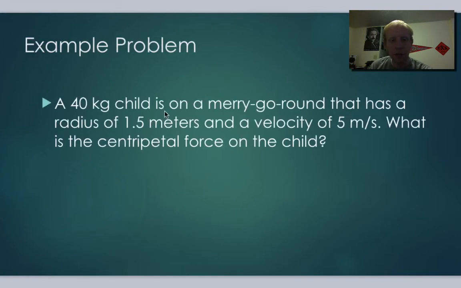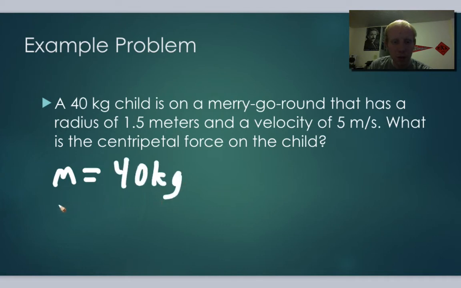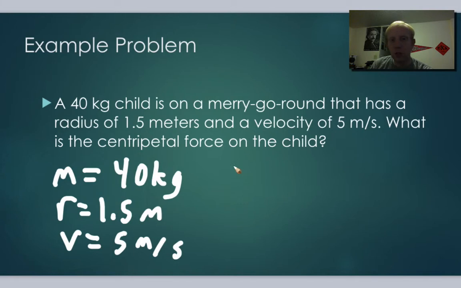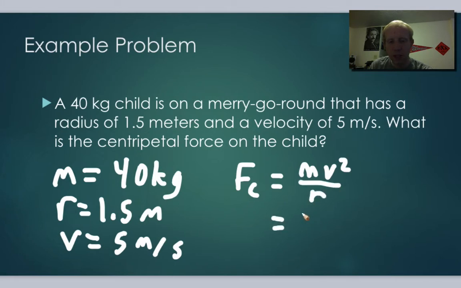So we got that a 40 kilogram child is on a merry-go-round that has a radius of 1.5 meters and a velocity of 5 meters per second. What is the centripetal force on the child? All right, so we know that mass equals 40 kilograms. We know that the radius is 1.5 meters and the velocity is 5 meters per second. So we'll just plug those into our equation. Fc, or centripetal force, equals mass times velocity squared over r, which in this case is 40 times 5 squared, don't forget the squared, over r, which is 1.5 meters.